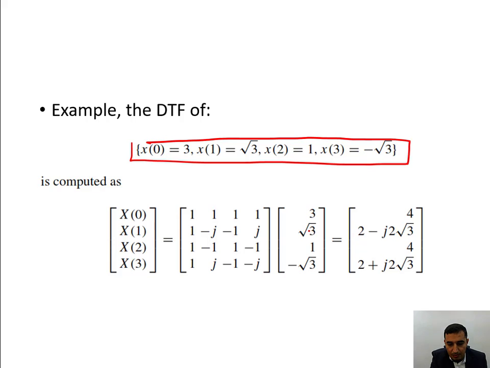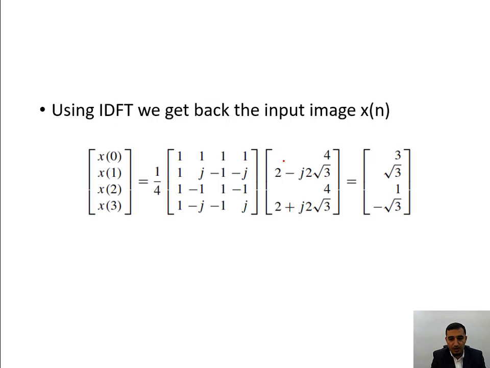So 3 multiplied by 1 is 3, plus root 3, plus 1, minus root 3, will equal 4. 3 multiplied by 1 is 3, minus 3j, minus 3, minus j, we will end up with 2. We will end up with 2 minus 2j root 3, and so on. We get our values. So this is the output of the image. We can find the inverse Fourier transform for that image by doing these multiplications. So you should be familiar with how we do the multiplications over here.